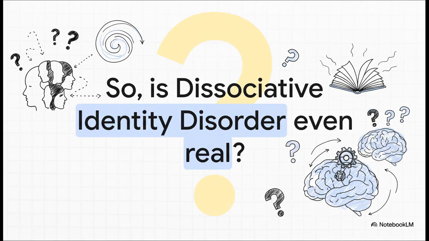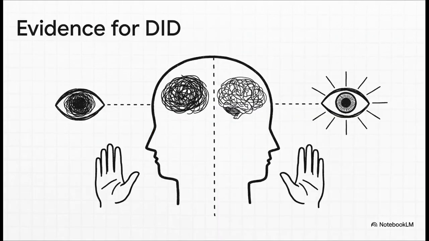Okay, so after hearing about a massive psychological hoax like that, it's totally understandable that a lot of people, including a lot of psychologists, started asking a really tough question. Is DID a real disorder at all? Or is it maybe just a product of our culture, of suggestion? The debate is still very much alive, but there is some pretty compelling evidence on the other side.